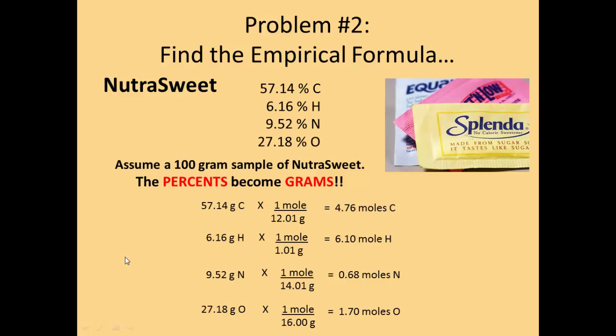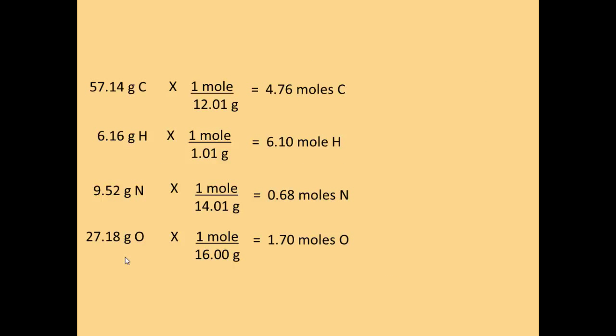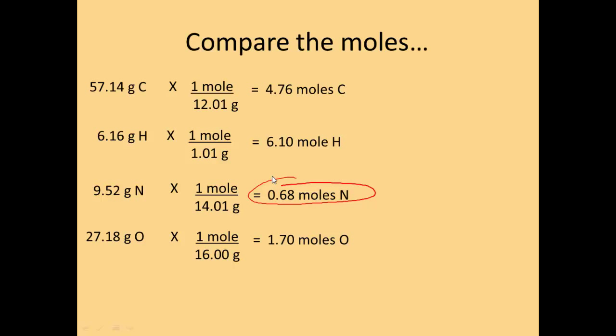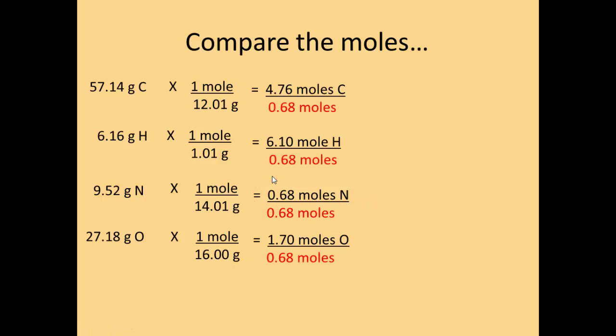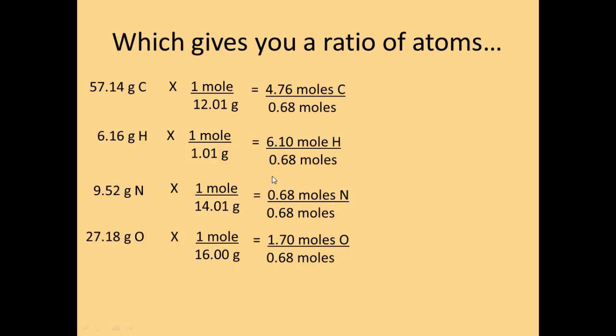Remember the next step? We've got to compare all of these values. The best way to compare the number of moles is to look for the smallest value. Take a look at all 4 of the values. Can you see that the moles of nitrogen are the smallest out of the 4? In order to compare the moles, the best strategy is to take all the different numbers of moles and divide by that smallest value, which we said was 0.68 moles. Now, that will give us a comparison of the atoms in the formula.